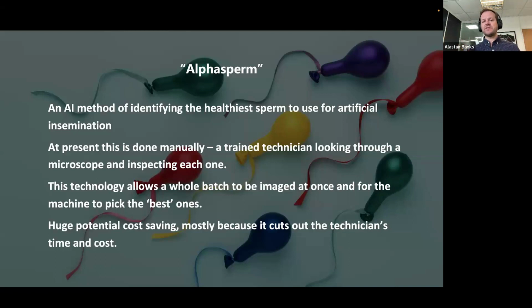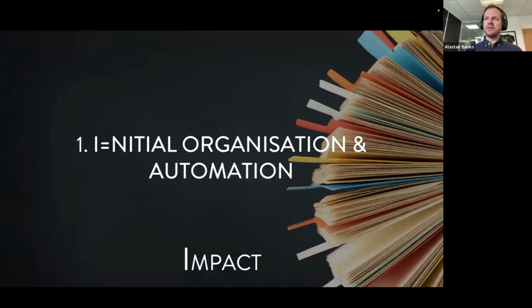So the rest of this presentation is going to be based around Alpha Sperm, and we're going to use that technology to understand how to work through the methodology itself. So let's begin with I. I, from IMPACT, is for initial organization and automation.